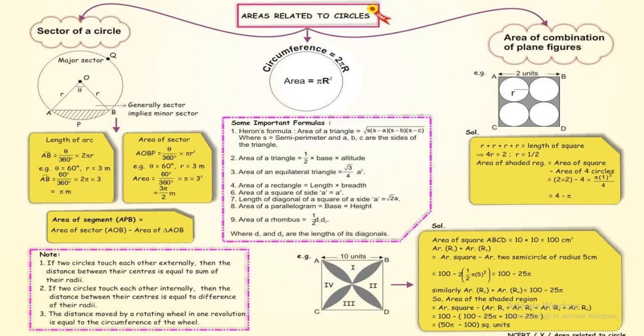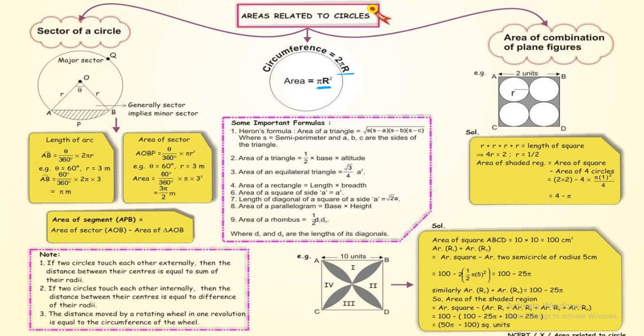Next, moving on to the next part, which is the area related to circles. The length of the boundary of the circle is what we call the circumference, and it is given by the formula 2 pi r. The area is the area covered by this particular circle, and it is pi r square.